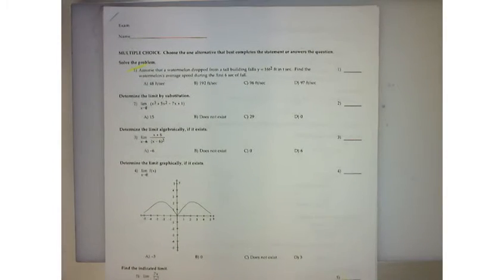Problem number one, here we go. Problem number one says, assume, well, I'll just put it on the screen here. It says, assume that a watermelon is dropped from a tall building. Oh, this is easy. This is like a physics problem, right? Let's zoom in a little bit so we can read it.